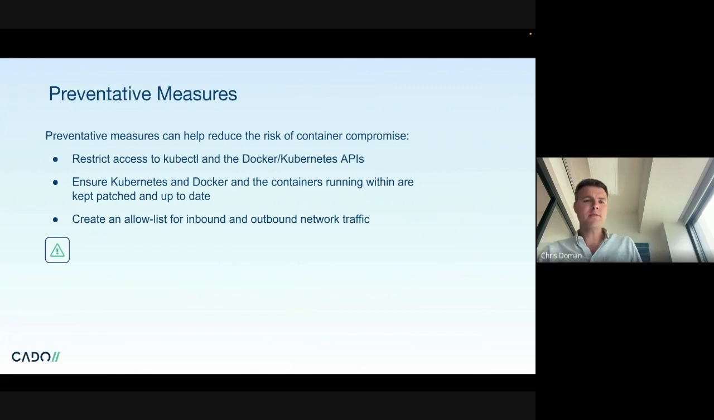Some of the preventive measures: restrict access to kubectl and the Docker and Kubernetes APIs. You don't want people spinning up XMRig containers, etc., from all over the internet. Make sure you keep things patched and up to date, and then use allow lists as you expect.